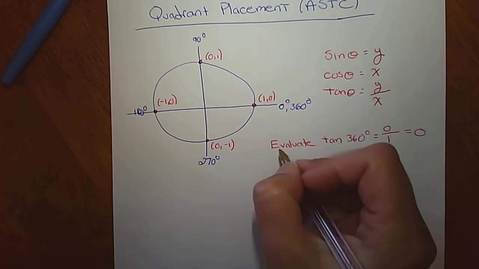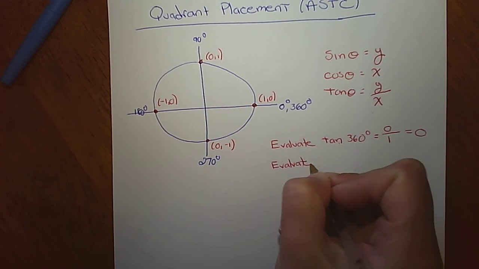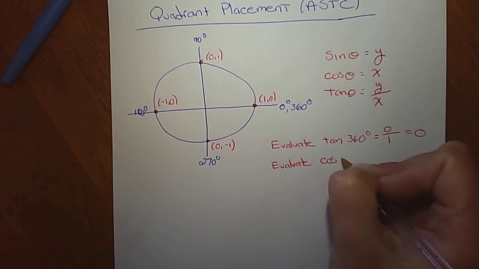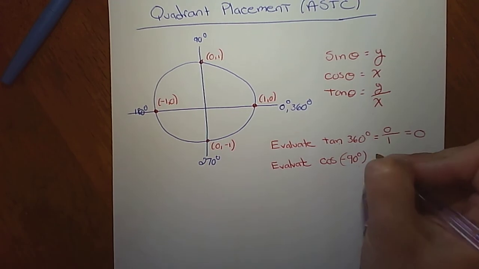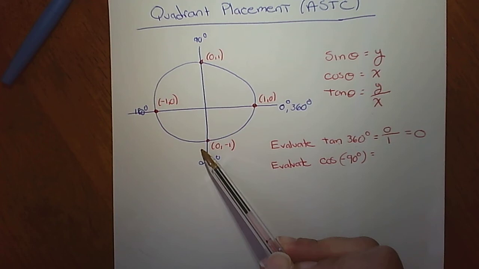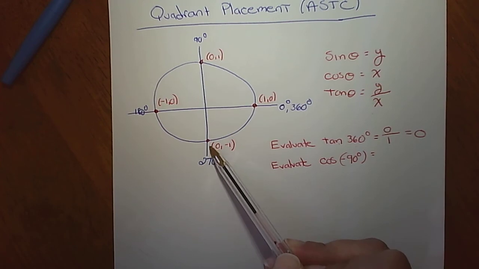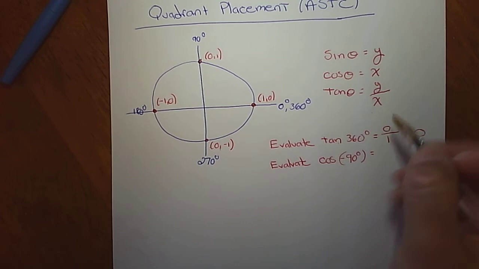If you wanted to try another one, I said evaluate cosine of negative 90, right? So usually we put negatives in parentheses. Where would negative 90 be? Well, negative 90 is down 90, which would put us here. Cosine goes with the x's. So cosine is 0.